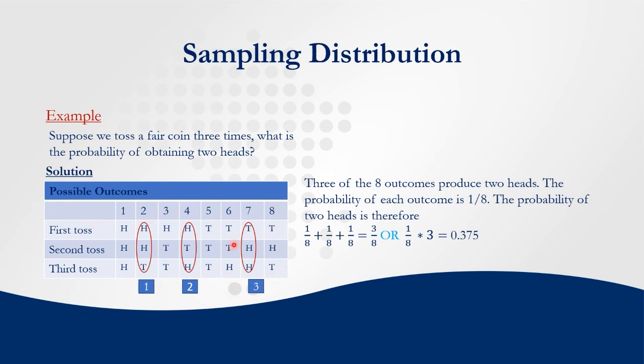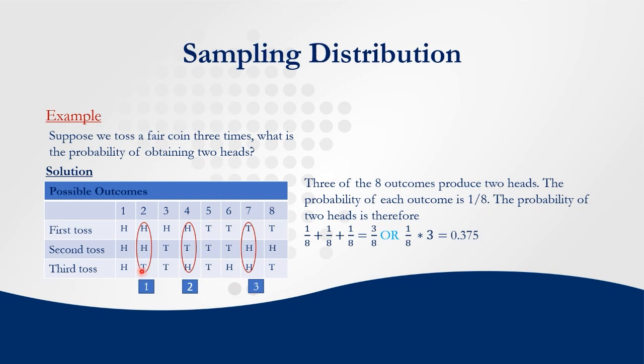I hope you can see how we get to this. But now I'm interested in obtaining 2 heads. So I have to look at the possible outcomes and see how many of them actually match my preferred outcome, which is now getting 2 heads.